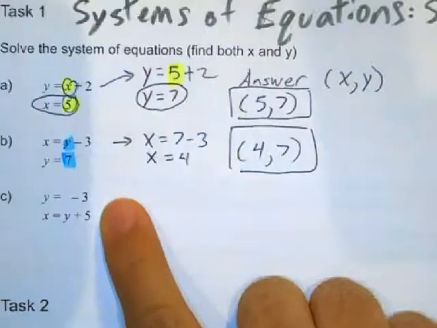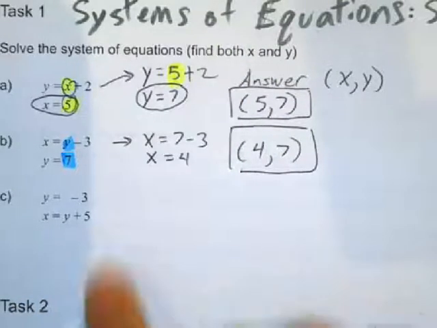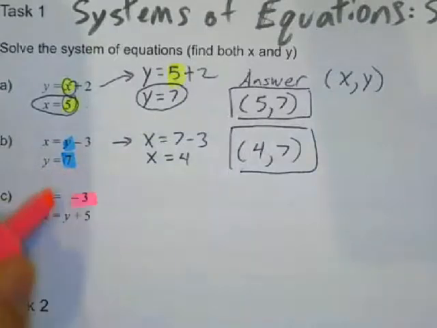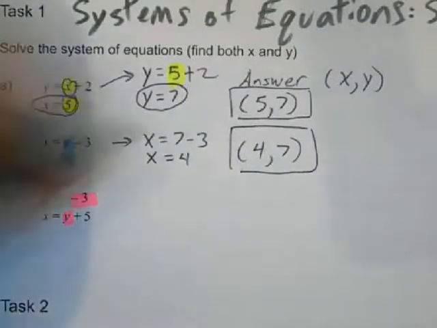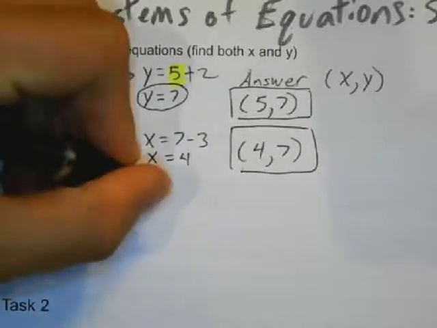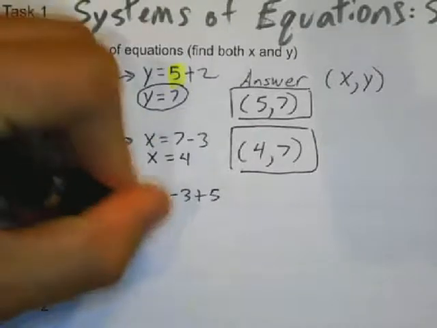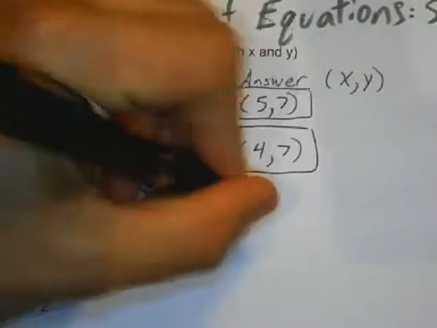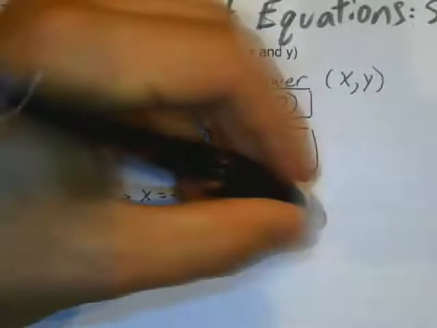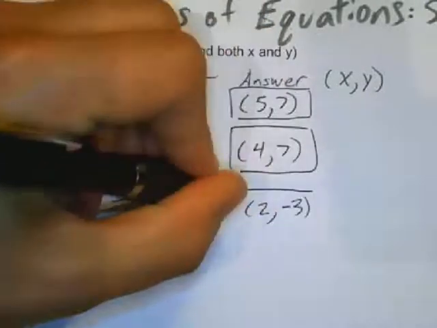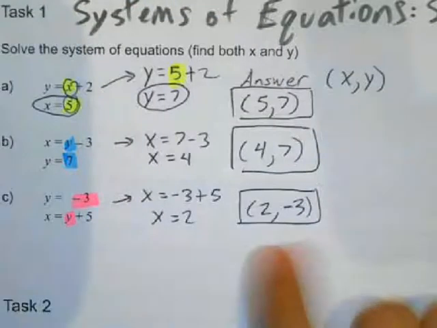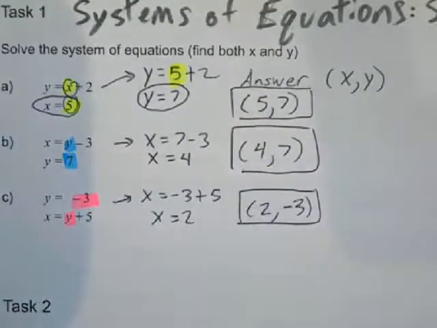Okay, and once again, we're going to substitute negative 3 in place of y, and we have x equals negative 3 plus 5. So now we know that x equals 2, and my answer is 2 comma negative 3. Make sure you have your numbers in the correct order. Copy as many of these questions into your notes as you feel you need to understand this. Okay, a little bit more.